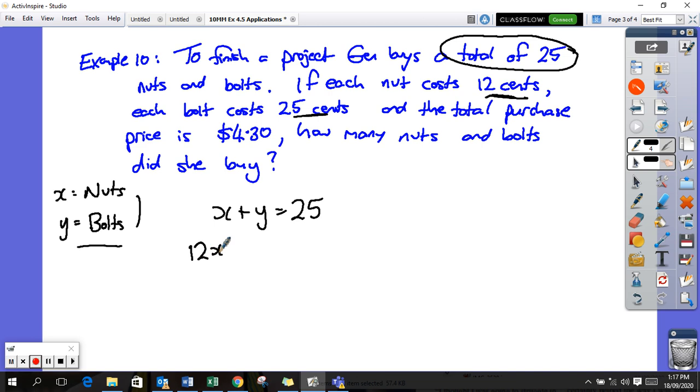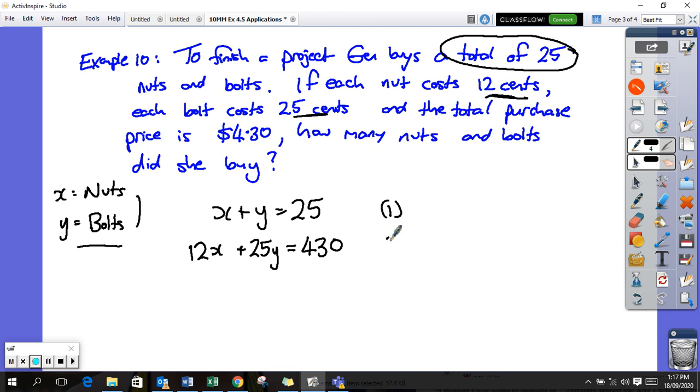If there's one nut, it costs 12 cents. If there's two nuts, it's 12 times 2, which is 24 cents. If there's 5 nuts, it's 12 times 5, which is 60 cents. So this gives us the total price of the nuts. And the bolts are 25 cents, similar sort of thing, 25Y, and that's going to equal 430. We're converting the dollars to cents, so $4.30 is 430 cents.